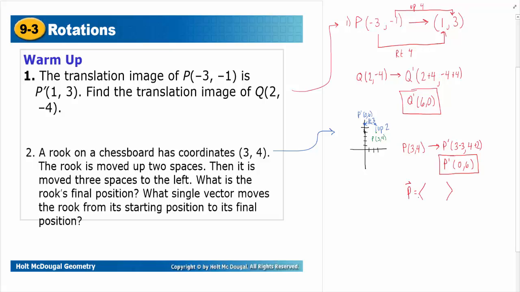So again, we don't use parentheses when we do a vector. Also, it's half an arrow here, not a full arrow. A full arrow would be a ray, and when this is half an arrow, it's a vector. So a vector doesn't go forever. It does have an arrow, but it doesn't go forever.